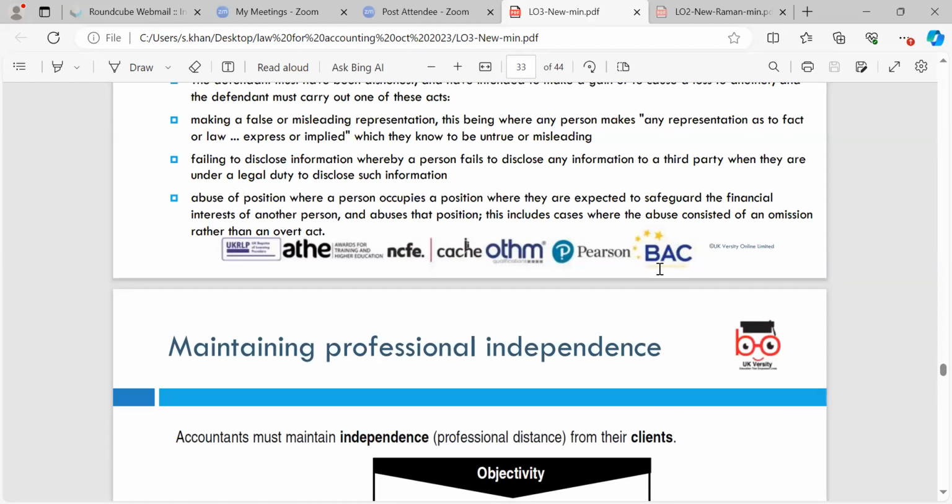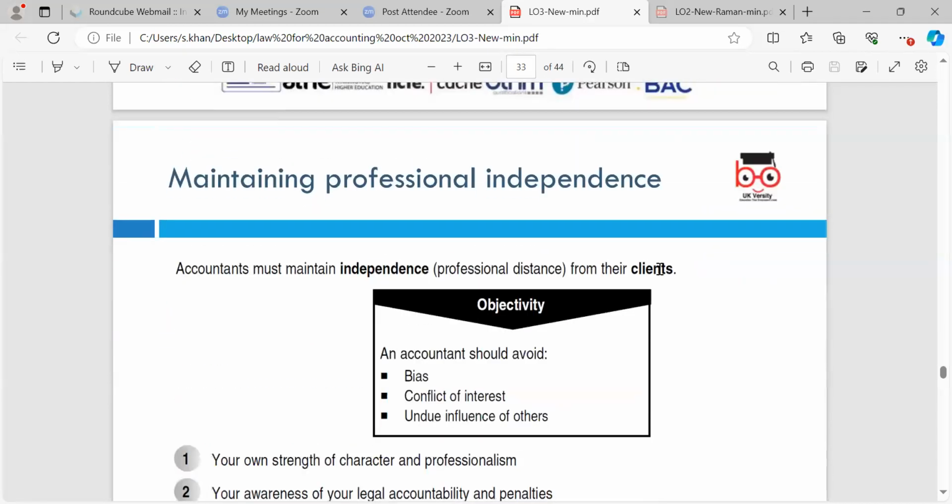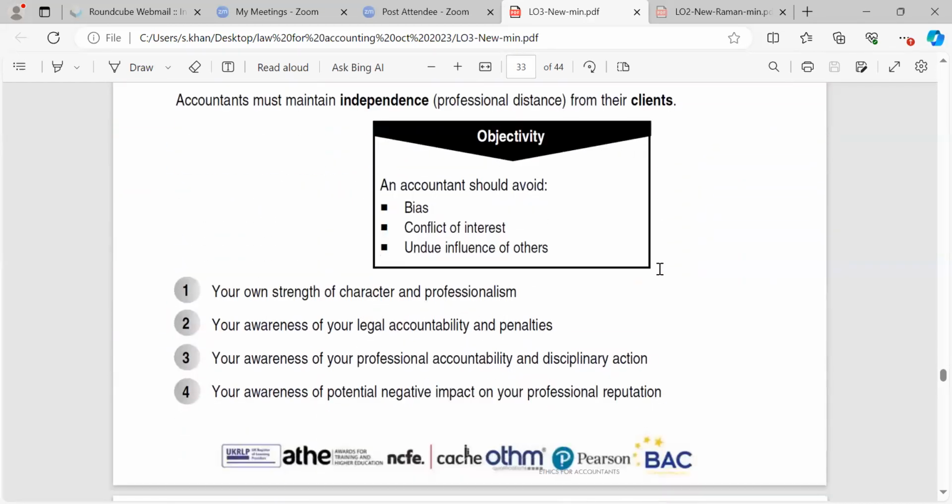Abuse of position, where a person occupies a position where they are expected to safeguard the financial interests of another and abuses that position. Maintaining professional independence. Accountants must maintain independence from their clients. An accountant should avoid bias, conflict of interest, and undue influence of others.